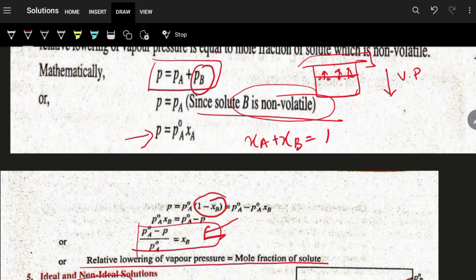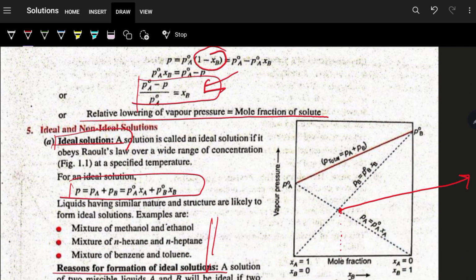When we discuss colligative properties, we will see this as the first colligative property. Now, why is it relative lowering? The expression is PA naught into XB is equal to PA naught minus P. So we simply bring PA naught to this side and we get what?